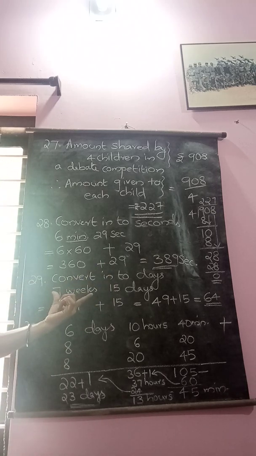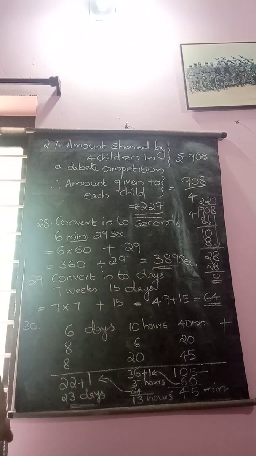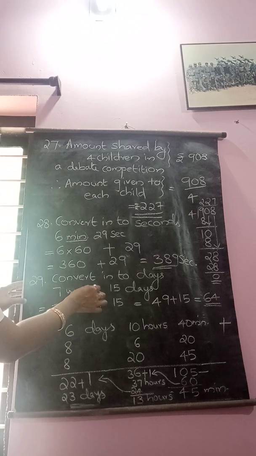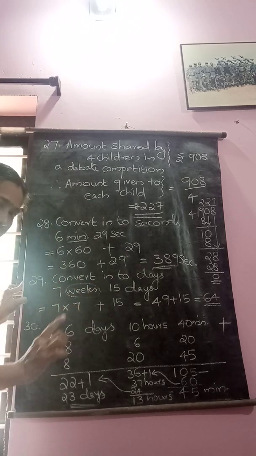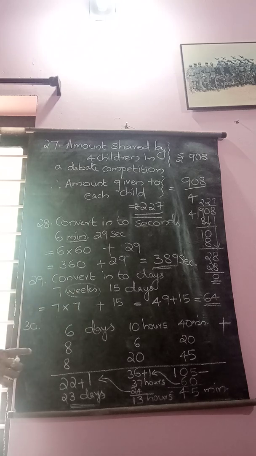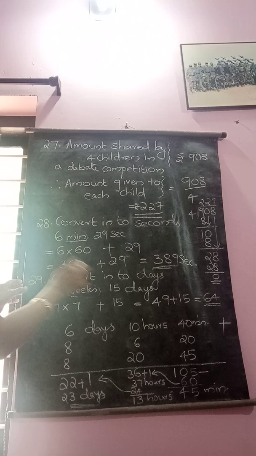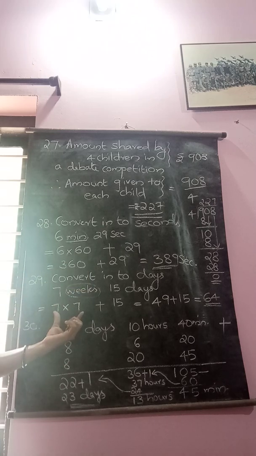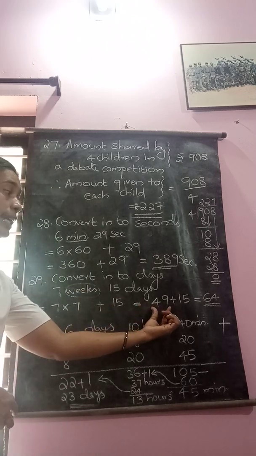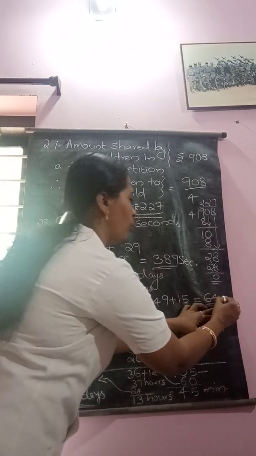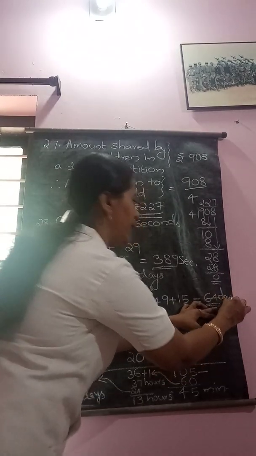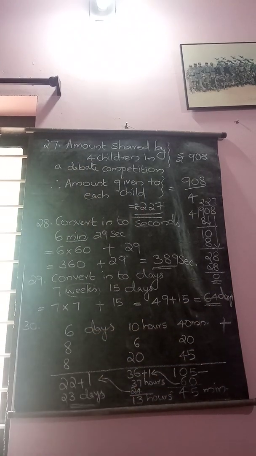Next question is convert into days. 7 weeks, 15 days, we need to convert it into days. So we need to convert only the weeks into days because 15 is already in days. So how to write? 1 week is equal to 7 days. So 7 weeks equals 7 times 7, that is 49 days. Plus 15 together is 64 days. How many days? 64 days.